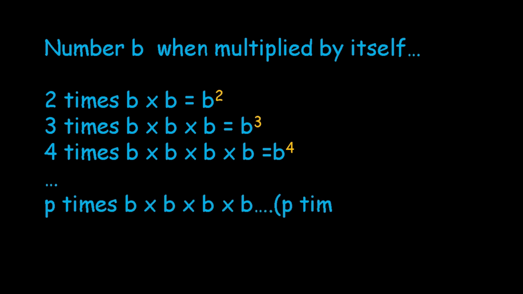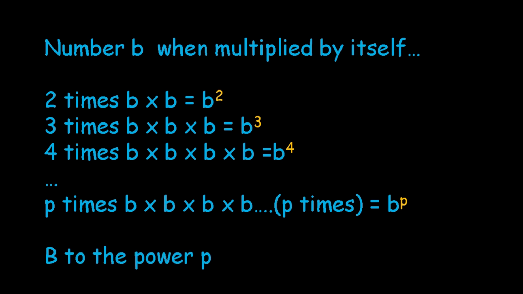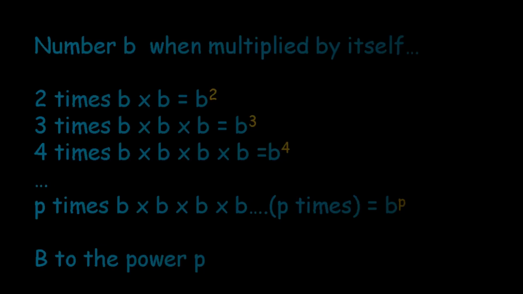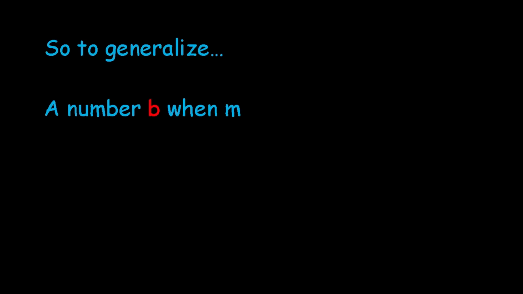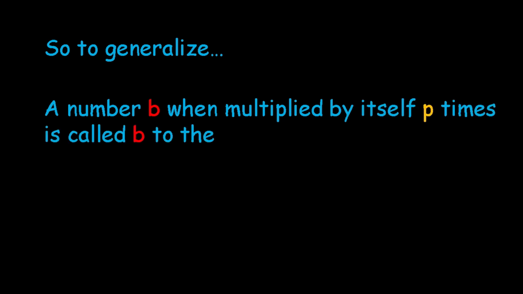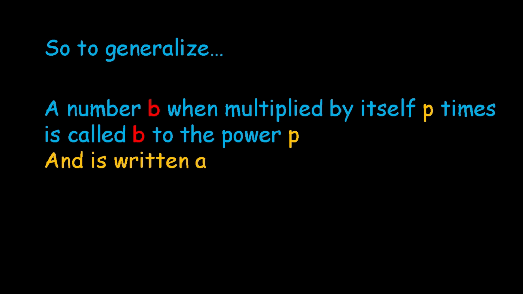P times, so b multiplied by b multiplied by b, p times, would become b to the power p. So to generalize, a number b when multiplied by itself p times is called b to the power p and is written as b with a small p on the top of b.